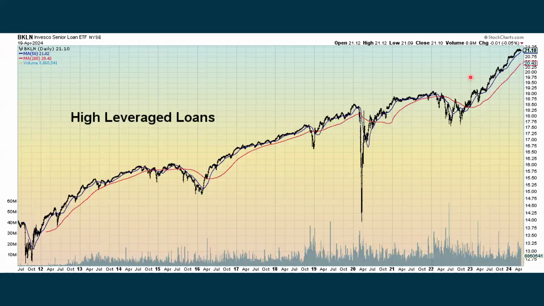High leverage loans, which are holding up okay for right now, they're still above their 50-day moving average. And if we were really worried about what was going on in the economy or that these risky loans would default, we wouldn't see this ETF going up the way it is. This is one area of the market that has been holding up fairly well.